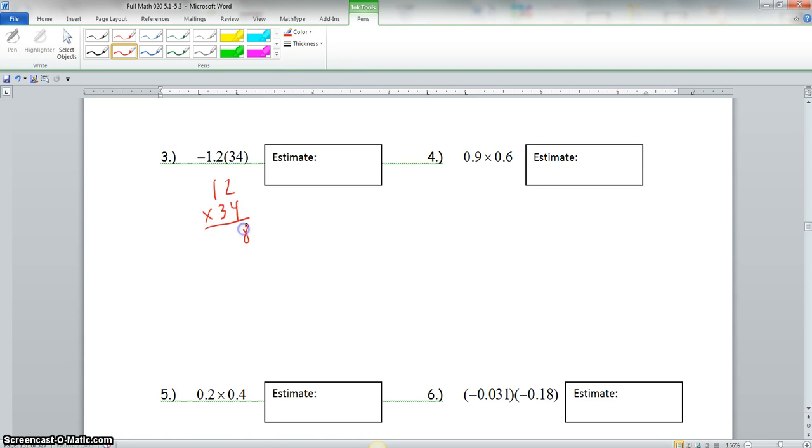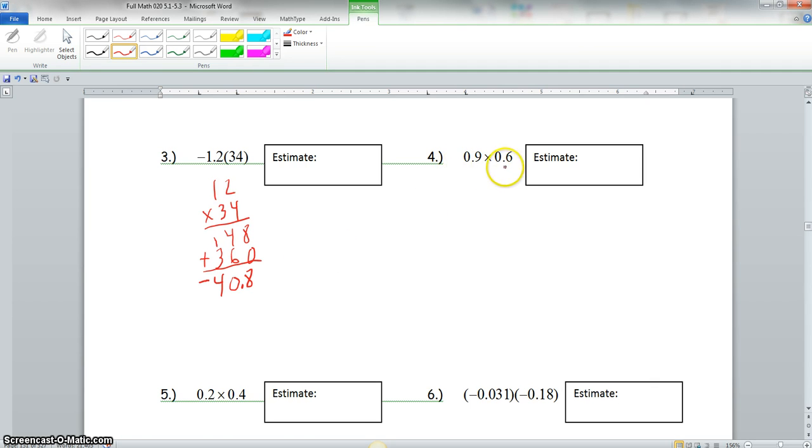4 times 2 is 8. 4 times 1 is 4. Bring down our 0. 3 times 2 is 6, and 3 times 1 is 3. Now we add them. We have 8, 6 plus 4 is 10. We carry our 1. 3 plus 1 is 4. Now, before we do our decimal, remember our answer must be negative. So let's put our negative sign there. Now, if we look here, we only have 1 digit behind the decimal. So our final answer will have 1 digit behind the decimal.